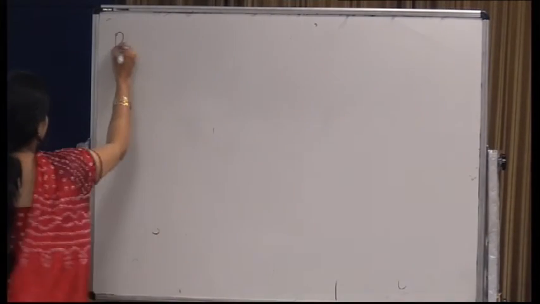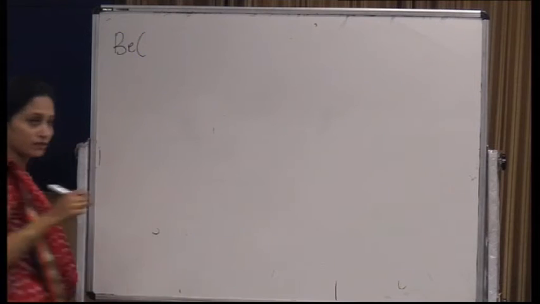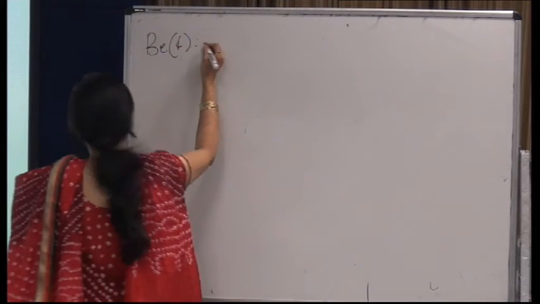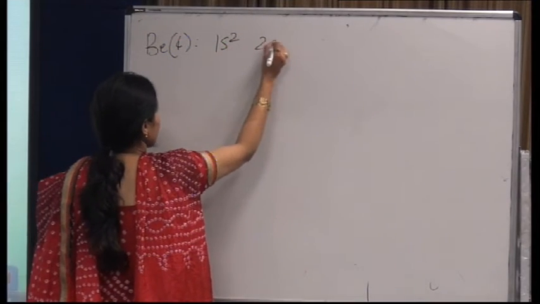What is the atomic number? How do you remember? Hydrogen, helium, lithium, beryllium. So it is 4. So it is 1s2, 2s2.